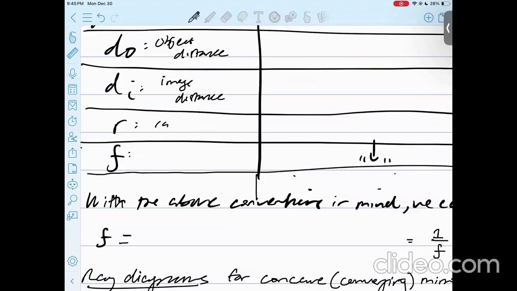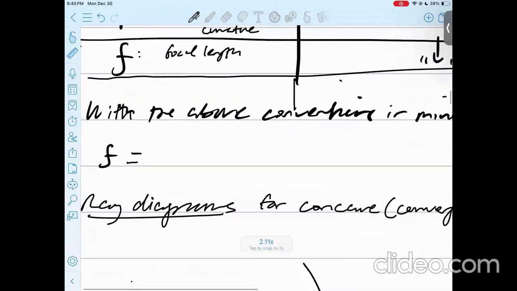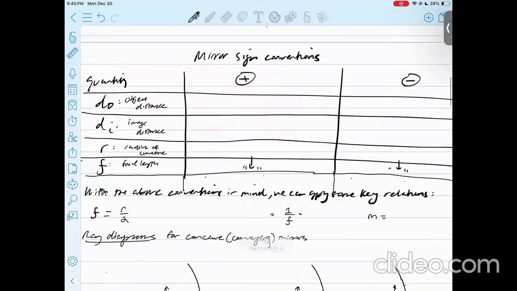R is the radius of curvature, as before. F is your focal length, which is like the characteristic, all-important parameter for your mirror. And for a spherical mirror, it's related to the radius of curvature in a very simple way. It's just half of the radius of curvature.